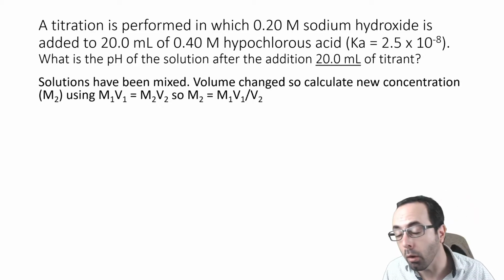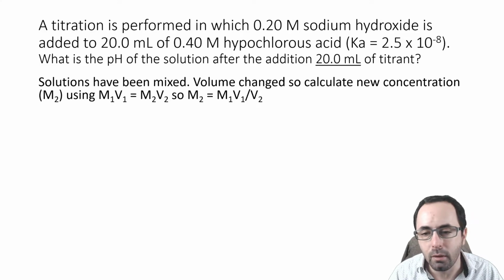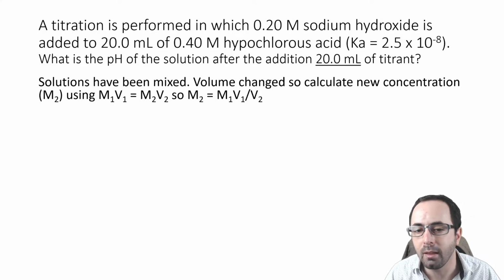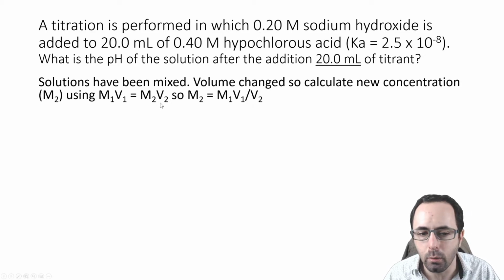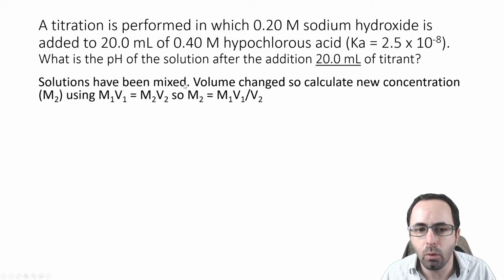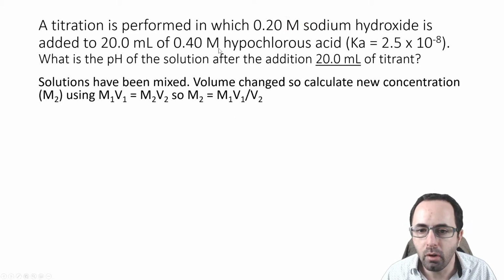Instead of converting to moles, doing some stoichiometry, converting back to molarities, so you can plug it into the K expression and so forth, that's all just a lot of extra work. So I use M1V1 equals M2V2 for each of these. My M1 for each is going to be my initial molarity. So M1 for sodium hydroxide is 0.2 molar. M1 for hypochlorous acid is 0.4 molar.